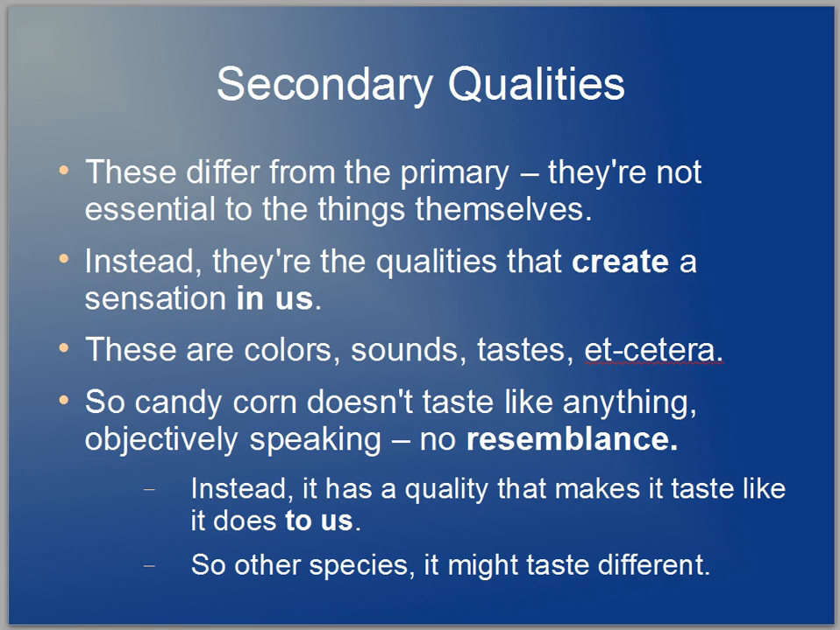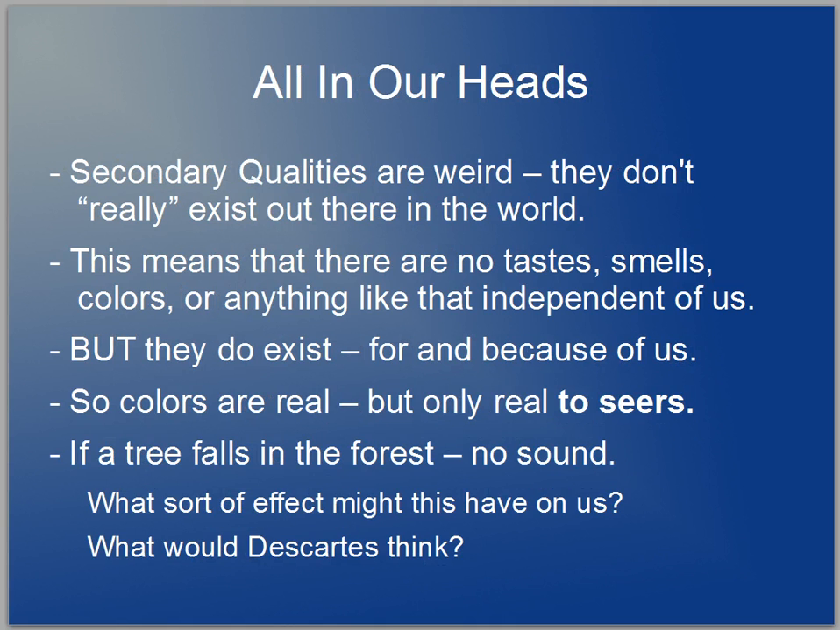The same goes for its color, right? Candy corn isn't actually yellow and orange and white, he's going to say. It has a quality so that it looks like that to humans. But it's not actually that color. In fact, it's not actually any color. And so if something else with a different perceptual apparatus came around, it might not look like anything at all. It might look blue. It might look like any number of things. Because its qualities depend on who's looking at it. And so secondary qualities depend on humans, depend on people who are actually paying attention to those qualities.